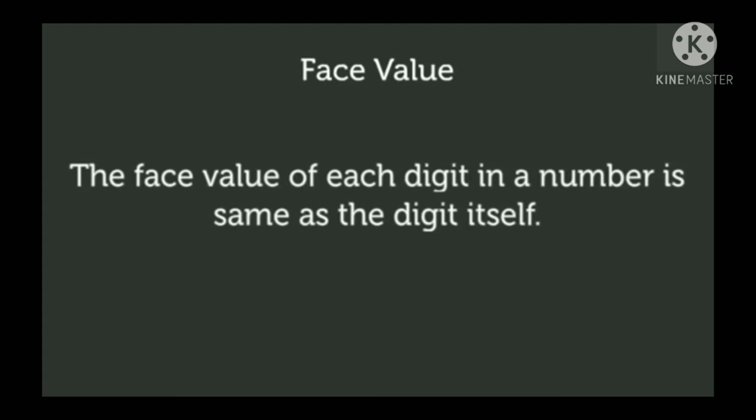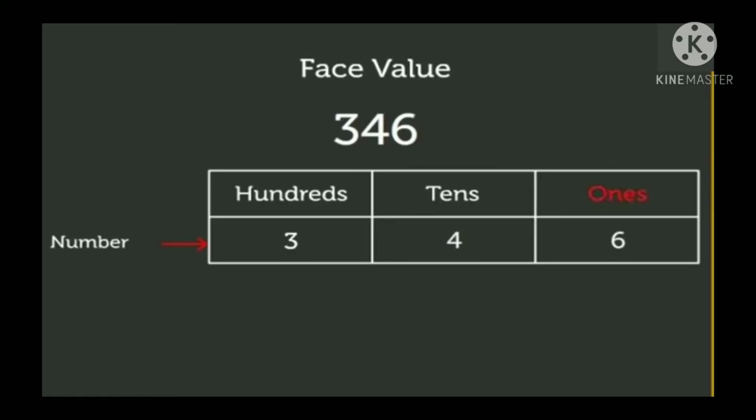It means if we have to write the face value of a digit in a number, we'll write that same digit as itself. So here we'll see with the same example. I have taken the same example, 346, and here again I have put these numbers in a place value chart as hundreds, tens and ones.